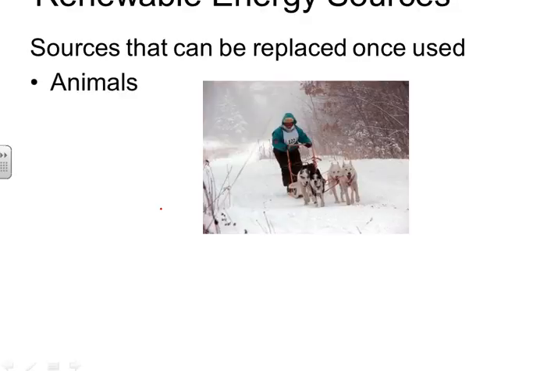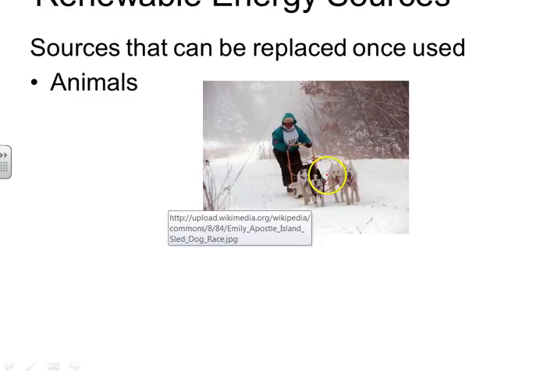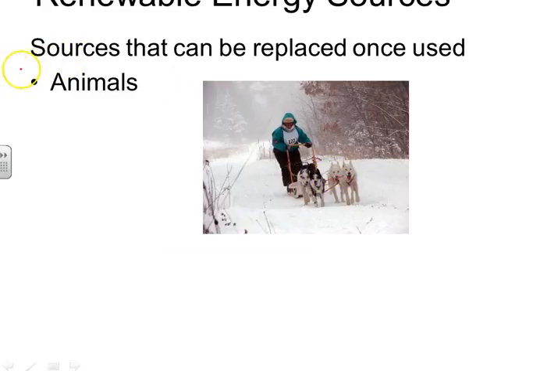Renewable energy sources are sources of energy that can be replaced once they're used. For example, here we've got a dog sled and a team of dogs pulling it, so animals would represent a renewable energy source. If an animal dies, we have hopefully more animals generating more animals through reproduction.